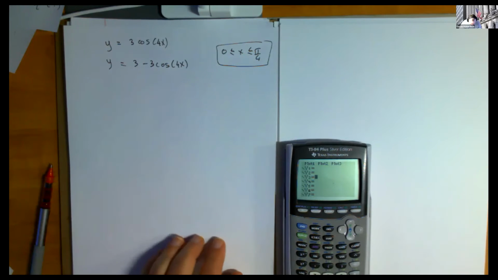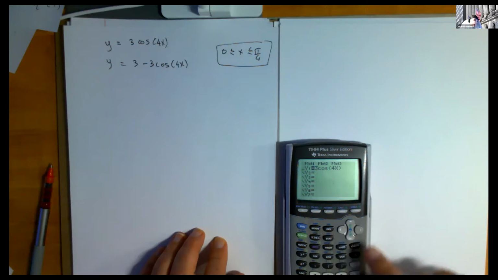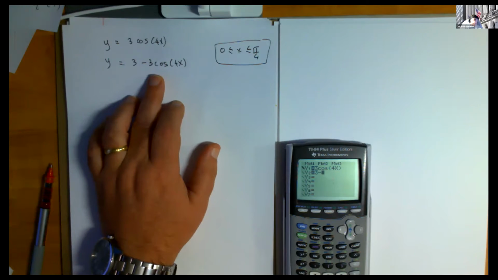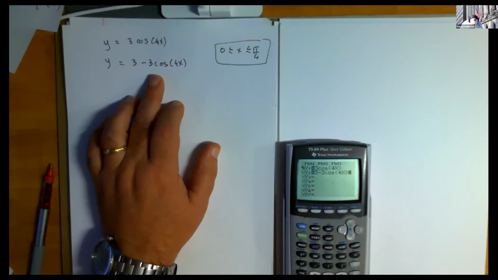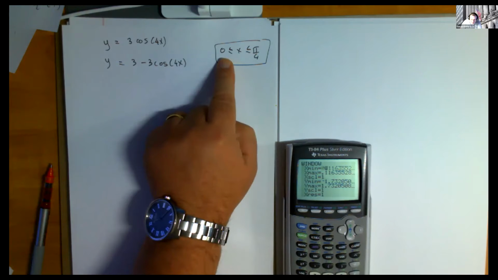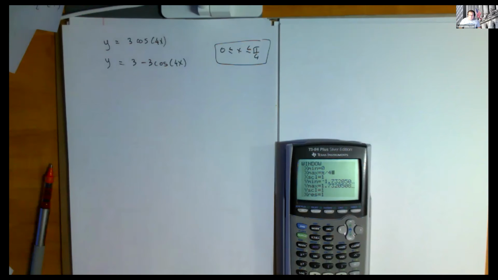So in this top one, I've got to go up there first. I'm going to go 3 times the cosine of 4x. And while I'm at it, I'm going to make that the dark thick one. And then we're going to do 3 subtract 3 times the cosine of 4x. I'm going to go to the window, and it's going to be from 0 to pi divided by 4. So when I do zoom 0, this is the picture.